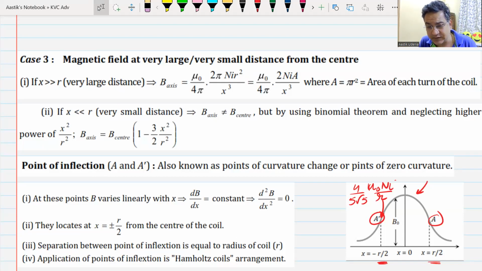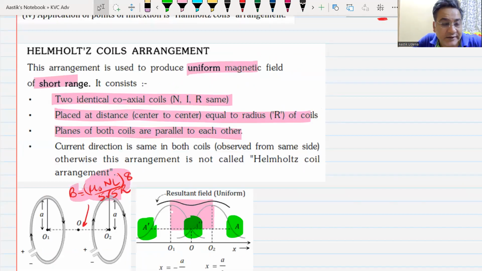You must also remember the graph of the field of this coil as a function of its distance. At the center, the field was 0, if you remember, and it was maximum at a distance of, I think, r by root 2 from the center. This is the graph for the magnetic field created by a current carrying loop. We have also seen the Helmholtz coil, which is used to create a uniform magnetic field over a short distance from one center to the other center, almost. I hope you have gone through all the formulae.